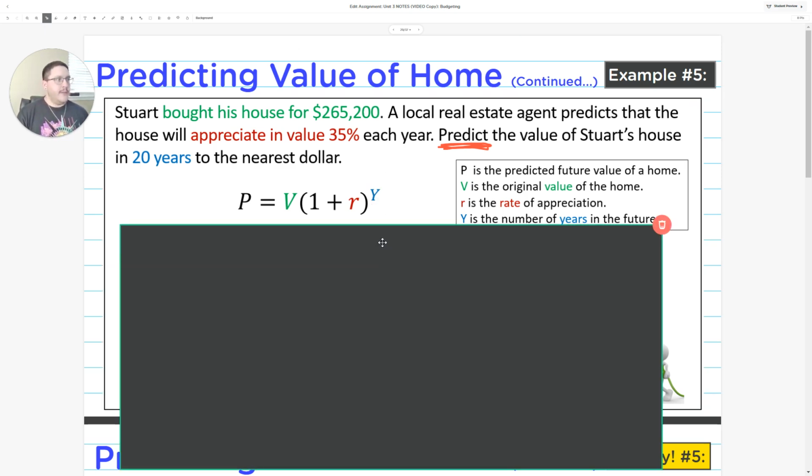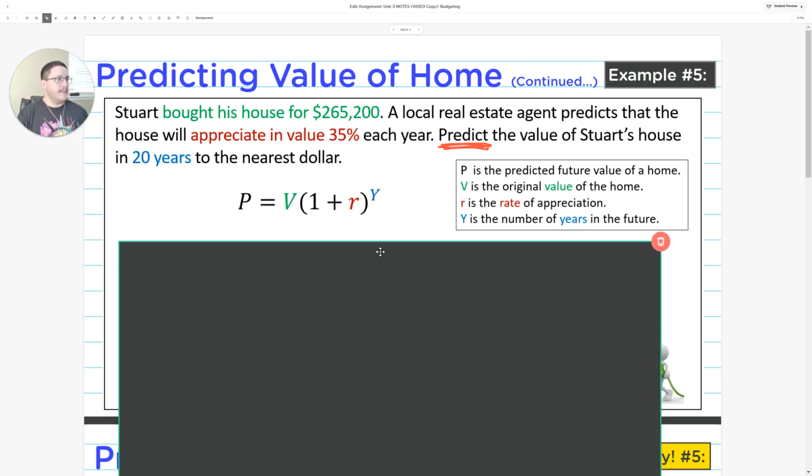So what do we have? We have the original value, which is $265,200. So this is the V right here. What else do we have? We have that it appreciates in value 35% each year.